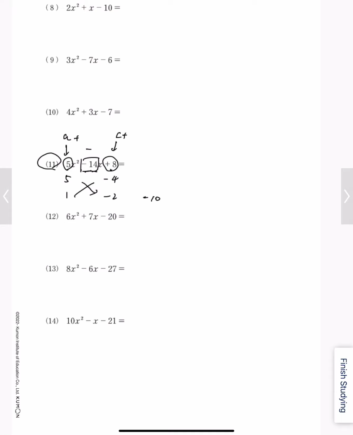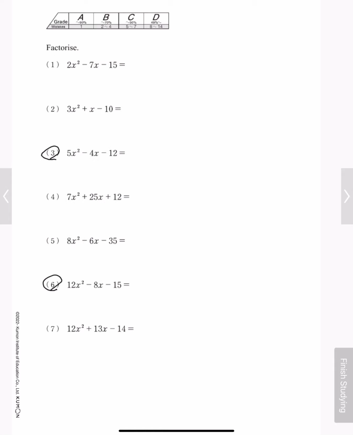1 times negative 4 is going to be negative 4. And then when you add them together, it's going to be negative 14. So perfect. All right, so then it's going to be 5x minus 4 and 1x minus 2. In this case, just x minus 2. So 5x minus 4, x minus 2. All right, so let's move on to the next page again.